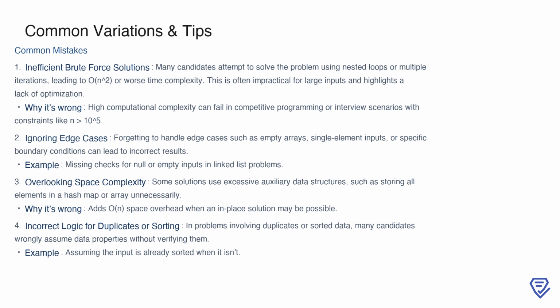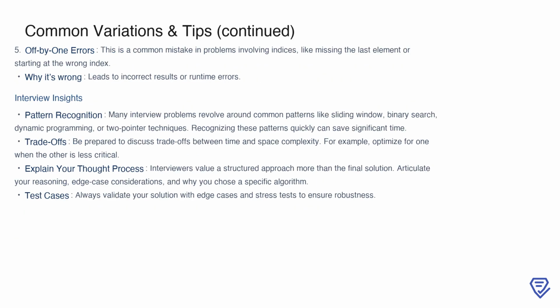Lastly, errors often arise from assuming properties about the data, such as believing the input is already sorted or mishandling duplicates, which can cause logical flaws in the solution. Another frequent issue to be aware of is off-by-one errors. These are common in scenarios involving indices, where it's easy to accidentally miss the last element or start at the wrong index. Such mistakes can lead to incorrect results or even runtime errors, so it's important to double-check index calculations carefully.